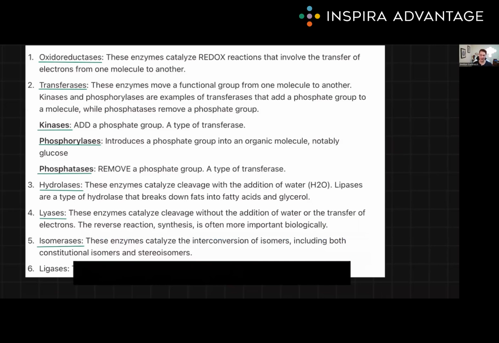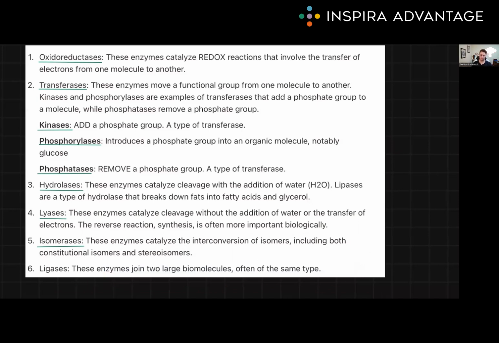And then finally, we can be done with all the -ases. We'll end on ligases. Ligases join 2 large biomolecules, often of the same type. So this is like adding 2 sugars together. If you haven't, I recommend grabbing a screenshot of this and putting these into your Anki cards.